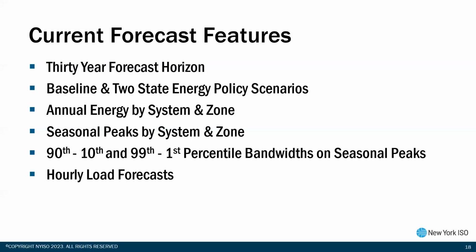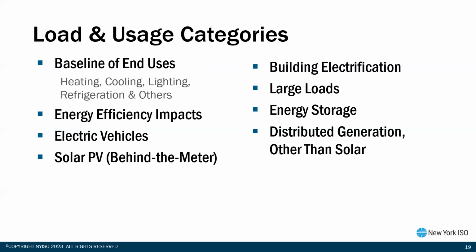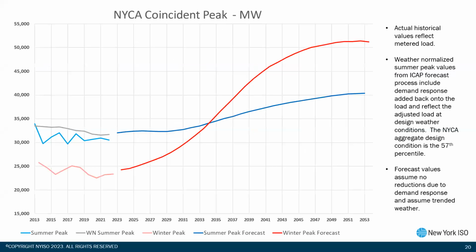We do a 30-year horizon. We develop annual energy, seasonal peaks, and we also have 2 bandwidths, a 90th and a 99th, and we do hourly load. So this is going to be for all of the forecast categories. We use end-use models for the base load that exists right now, and then we have separate bottom-up forecasts for all these other categories. This is our peak demand, summer and winter, from current actuals and our weather normalized peaks.